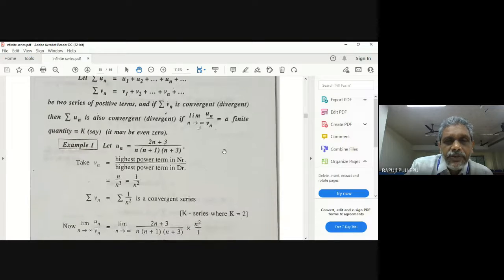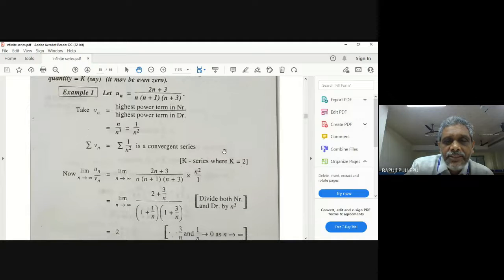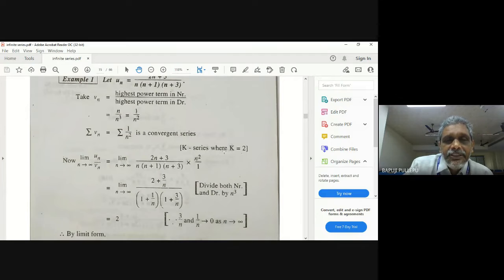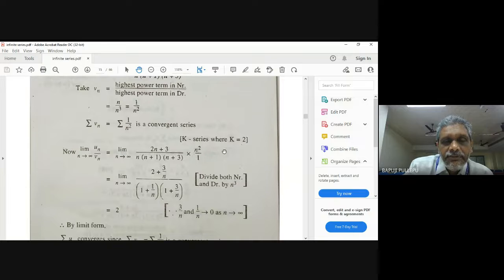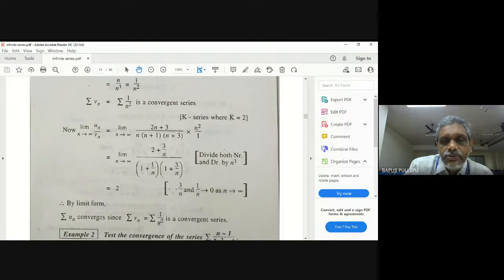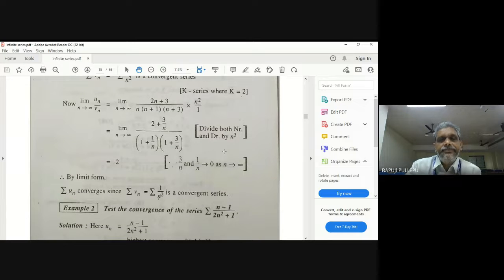Now we can divide Un by Vn and nicely we'll get the limit actually. Un by Vn, if you divide, it tends to 0 by the limit form. It's a convergent series. Getting or not, sir? Any problem?